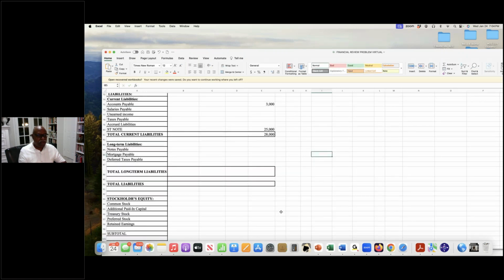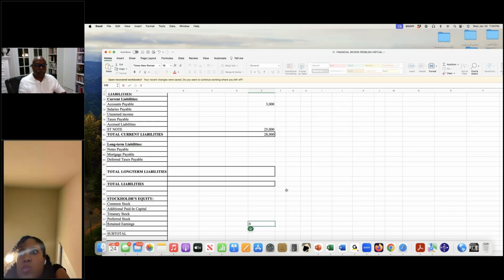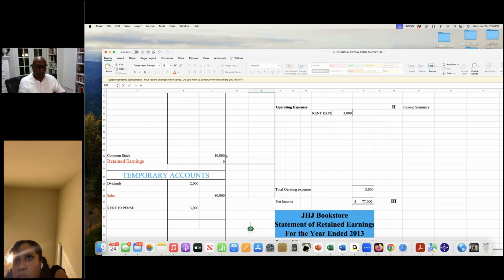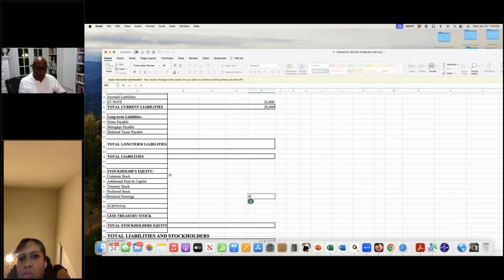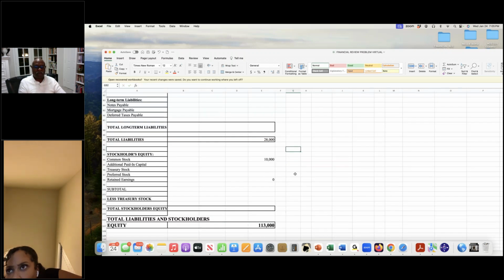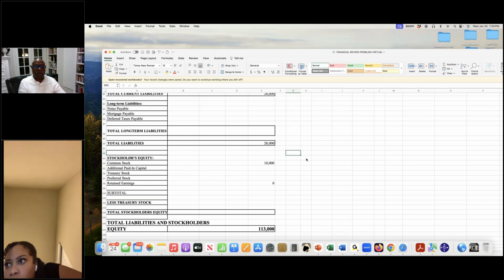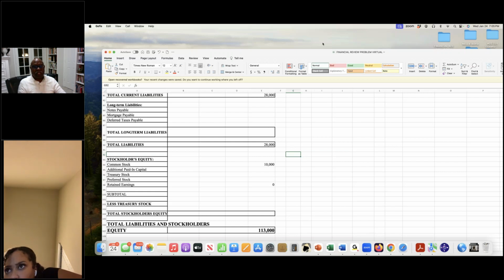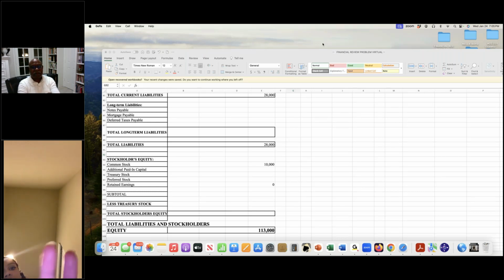Our beginning retained earnings was zero, and our common stock is 10,000. So the total liabilities are 28,000. Common stock is 10,000. So if I add these together, I'm not getting 113. Why? Why am I not balanced out? Why am I not balanced?